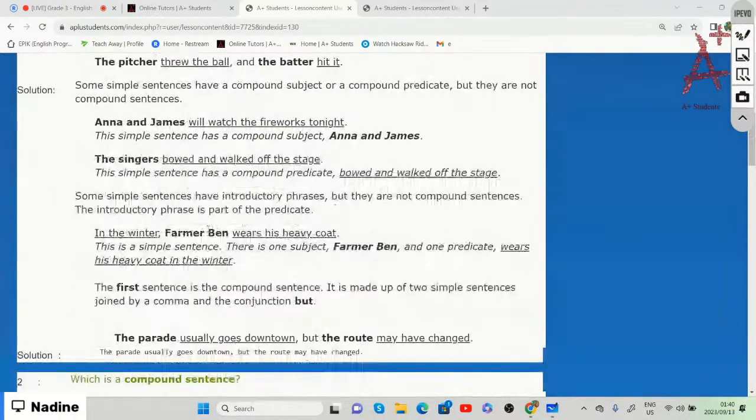Then some simple sentences have introductory phrases, but they are not compound sentences. For example, the introductory phrase is part of the predicate. In the winter, Farmer Ben wears his heavy coat.